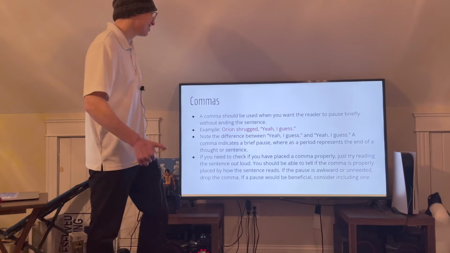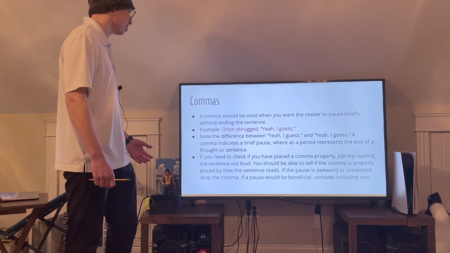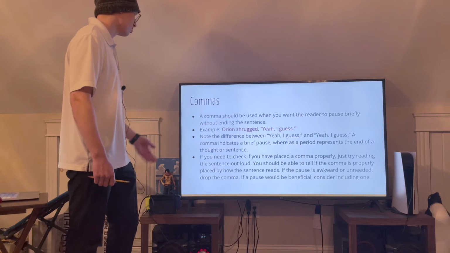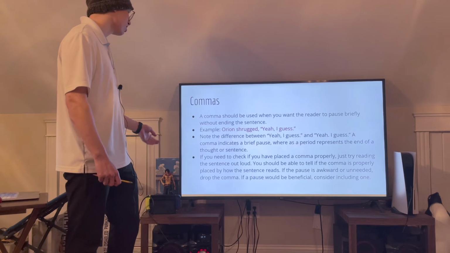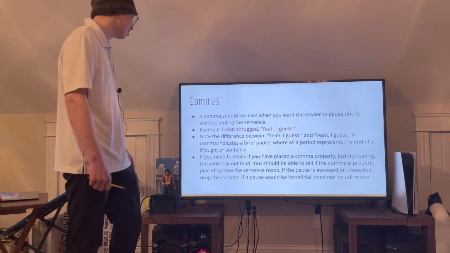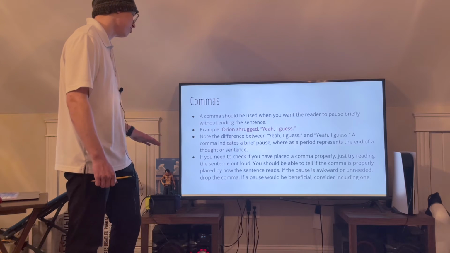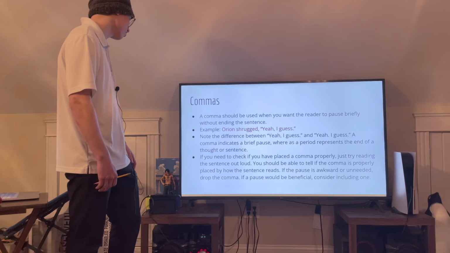Commas. A comma should be used when you want the reader to pause briefly without ending the sentence. Example, Orion shrugged. "Yeah, I guess." Note the difference between "yeah, I guess" and "yeah. I guess." A comma indicates a brief pause, whereas a period represents the end of a thought or a sentence.